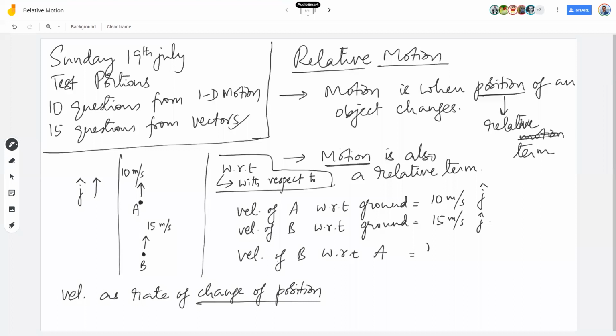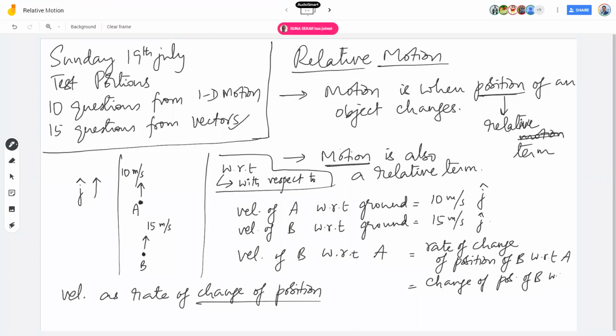This would mean that the rate of change of position of B with respect to A is what is called the velocity of B with respect to A. This is equal to change of position of B with respect to A divided by time taken for that. Rate of change basically means change per unit time. What I mean here is this: in 1 second, A will reach here, which is 10 meters farther. In the same 1 second, B would have traveled here.